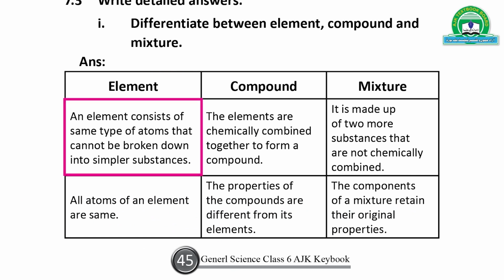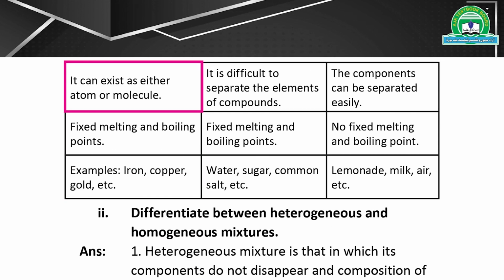An element consists of the same type of atoms that cannot be broken down into simpler substances. All atoms of an element are the same. It can exist as either atom or molecule, with fixed melting and boiling points. Example: iron, copper, gold.